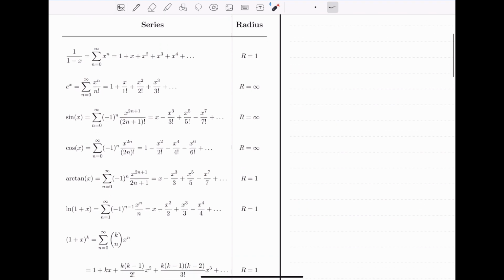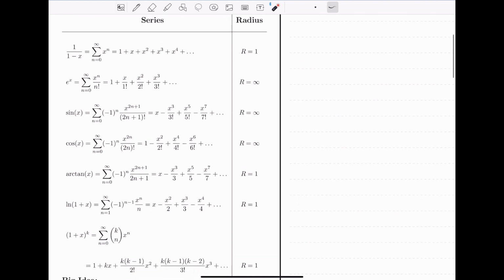So here on the front of the handout, we have different series listed for different functions. And for each one, we have the radius of convergence. So this series should look familiar. This is a geometric series, yes, but it's also a power series. And this power series converges to 1 over 1 minus x, as long as we're within a radius of 1 around 0. Here's the Maclaurin series for e to the x. We found this. The radius of convergence here is infinity.